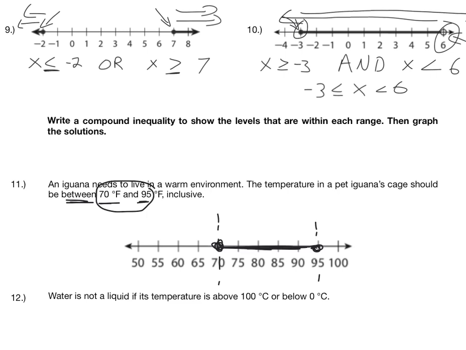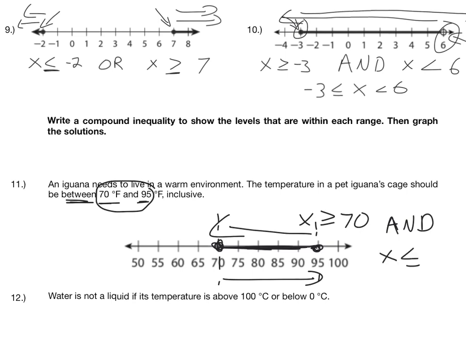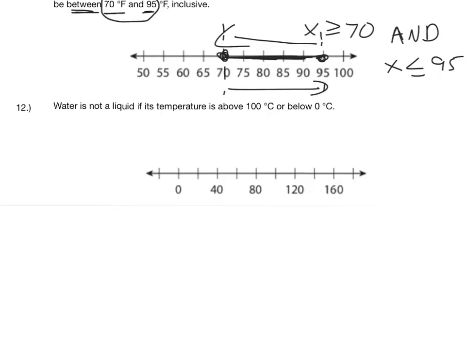Okay, and we could include 70 and 95 in our solution. So this is obviously going to be an "and" compound inequality, and just like we did in our previous example, what are our inequalities going to be? First one, we're starting at 70, we're including 70, and we're going to the right, so it's going to be greater than or equal to. And then the next one, we are starting at 95, we are including 95, and we're going to the left. So that would be your "and" compound inequality right there. That's all you would need to do with those types of problems.